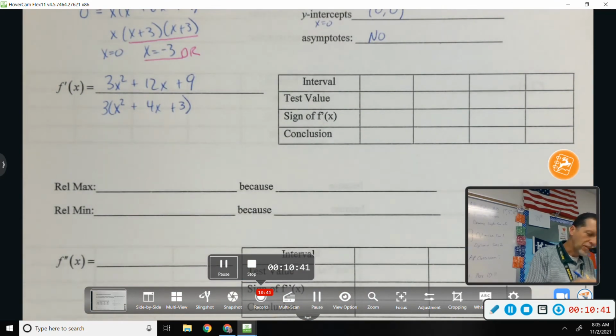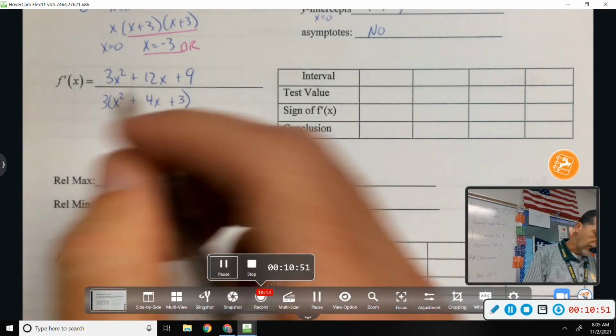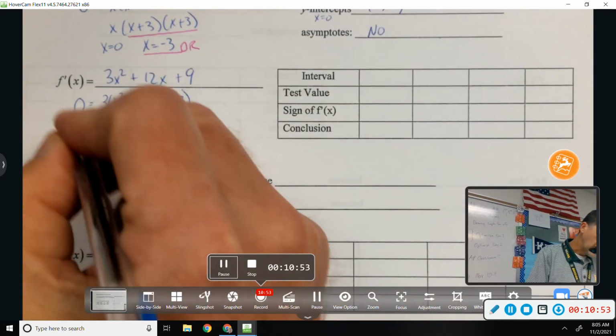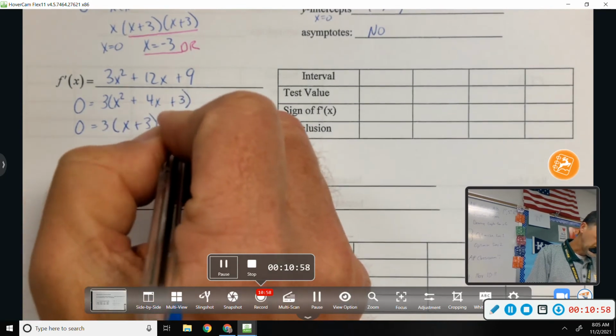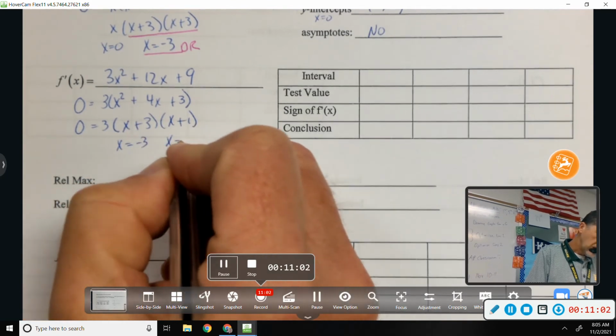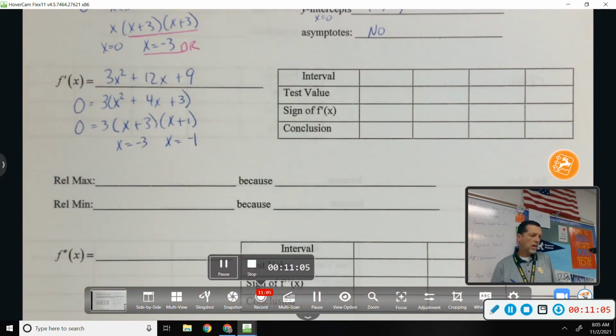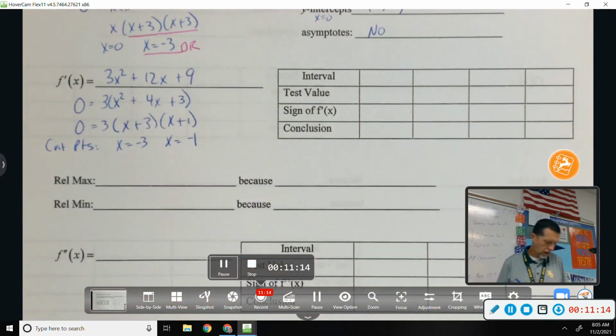Well, I guess I should back up and say where we're going with this. We want to do the first derivative stuff with this. Set it equal to 0, find the max and min, find increasing and decreasing, all of the first derivative things. So x plus 3 and x plus 1. So negative 3 and negative 1 are critical points. Something's going on at negative 3 and negative 1.